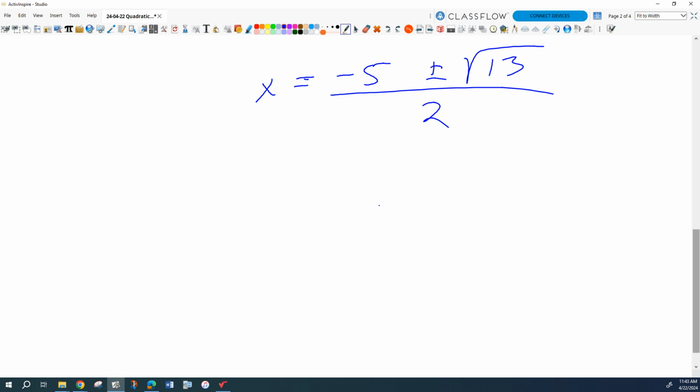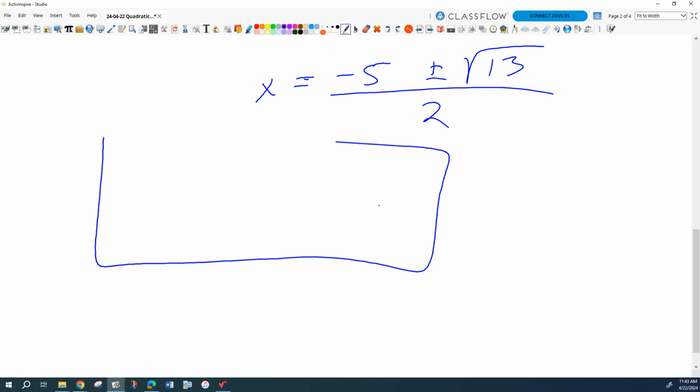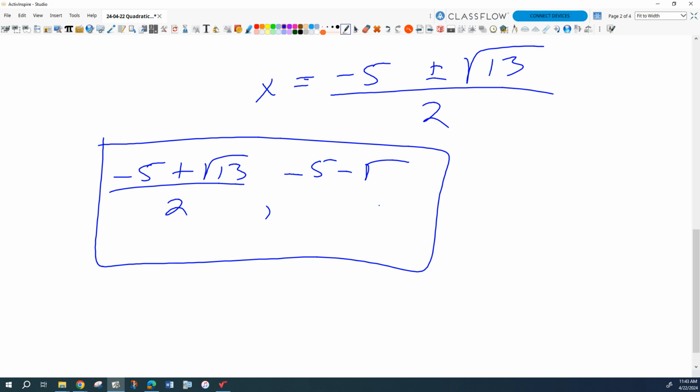Our 2 answers then, if we wanted to write these in the answer box, what would they be? I don't even want you to write the x part. I just want the numbers for our answers. What would they be? -5 plus square root of 13, all divided by 2. What's the other one? All divided by 2. Exactly. You just write one answer with a plus, one with a minus, end of story, right?